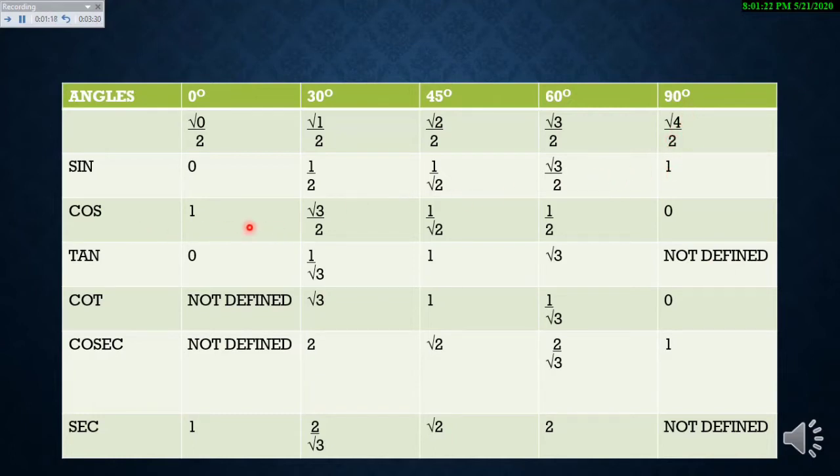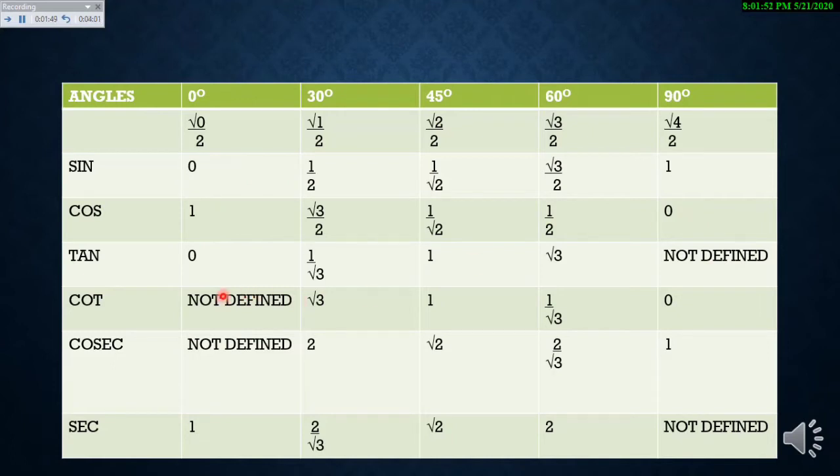Now cos. Cos is the reverse order of sine. Yesterday we discussed it. What is cos? Cos is the reverse order of sine. So sine 90 is 1, here cos 0 will become 1. Sine 60 is root 3 by 2, cos 30 is root 3 by 2. Sine 45 is 1 by root 2, cos 45 is 1 by root 2. Sine 30 is 1 by 2, cos 60 is 1 by 2. Sine 0 is 0, cos 90 is 0.